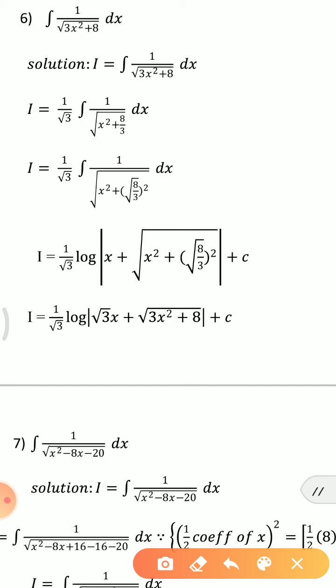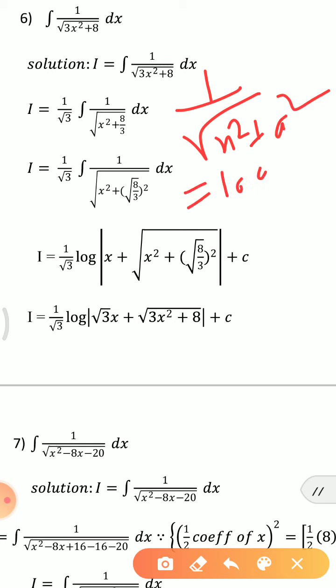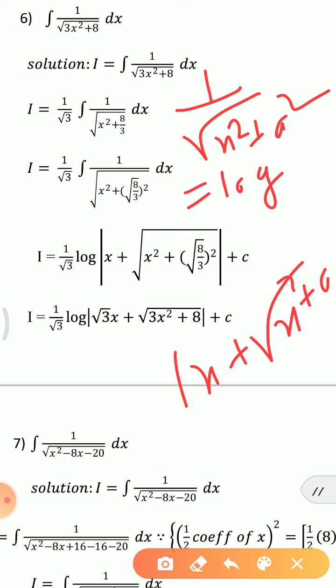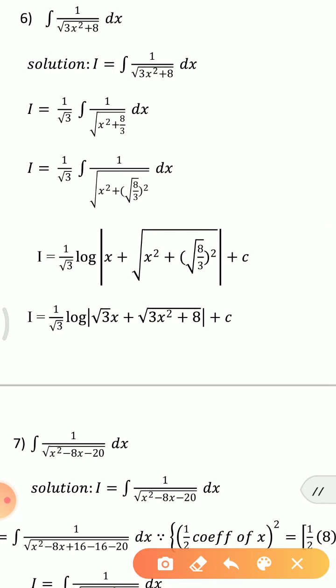Then I is equal to 1 upon root 3 into integral 1 upon under root of x square plus a square, where a is under root of 8 by 3 the whole square. That is, we have the form of integration 1 upon under root of x square plus a square, that is equal to log of mod of x plus under root of x square plus a square. This form of integration here, that is 1 upon root 3 log of mod of x plus under root of x square plus a square, where a is under root of 8 upon 3.